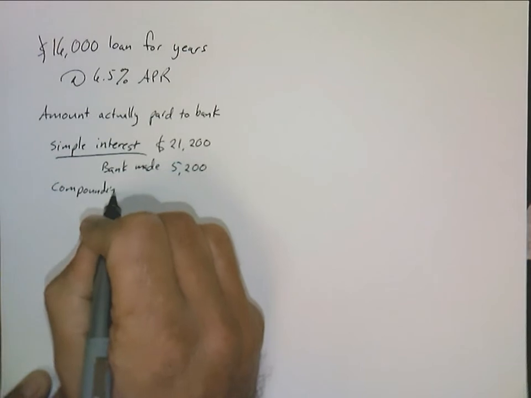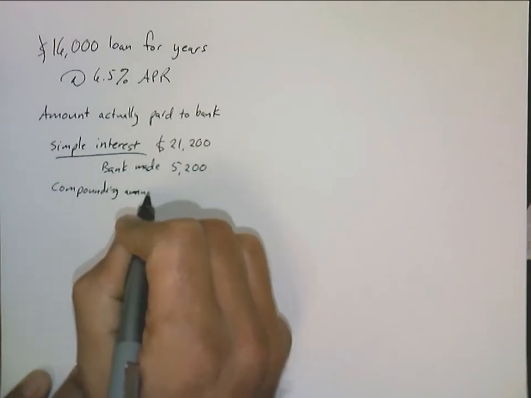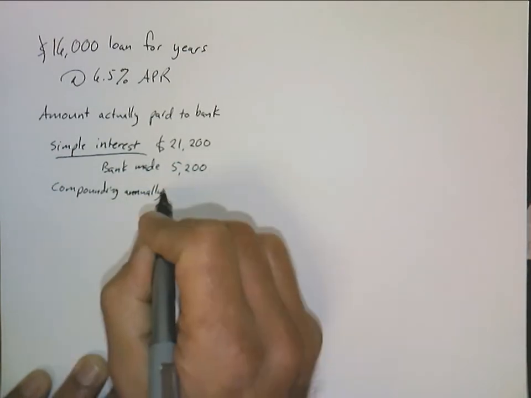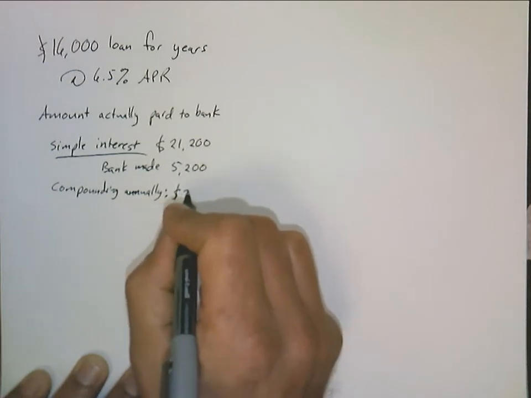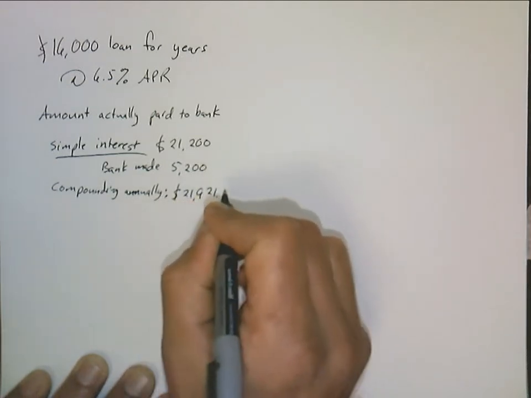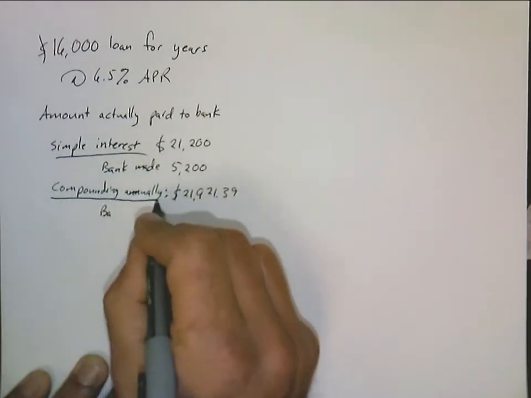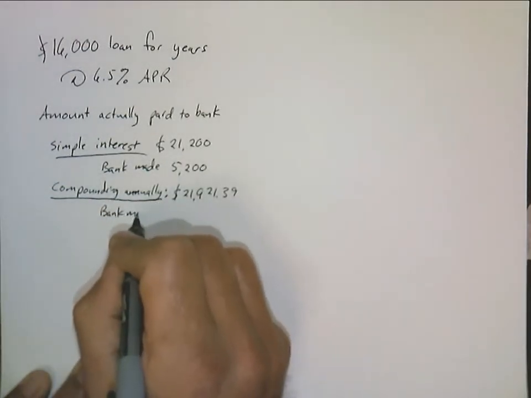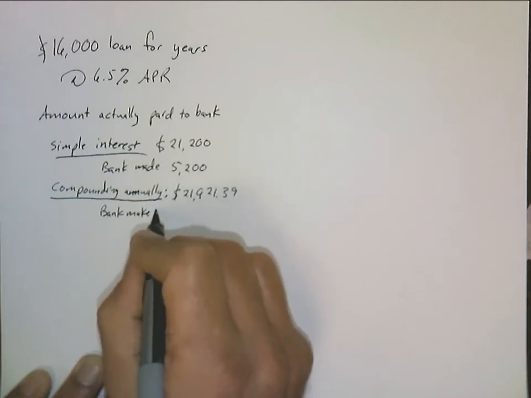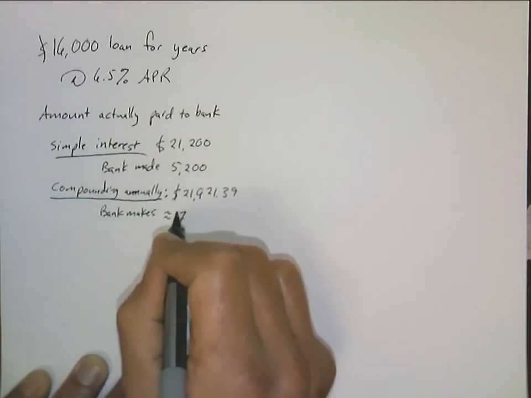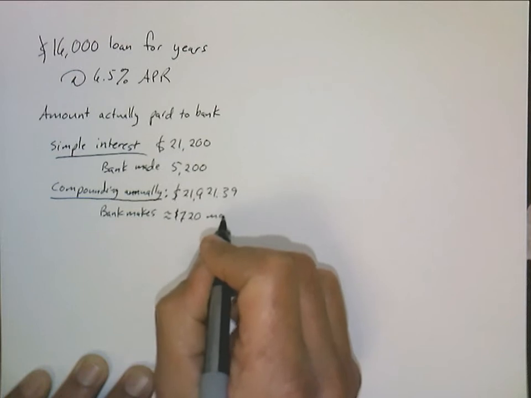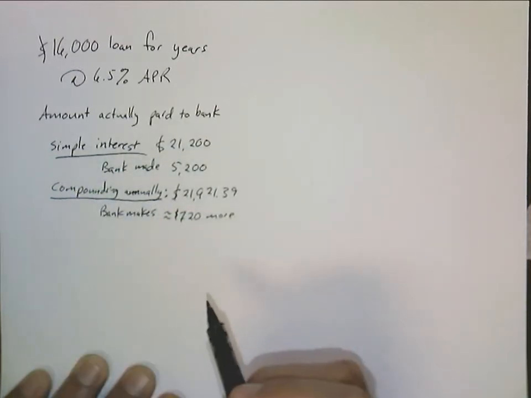Compounding annually, we ended up having to pay $21,921.39, which meant that the bank ended up making about $720 more just by changing from simple to compound interest.